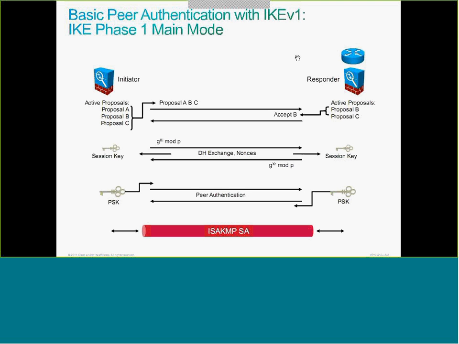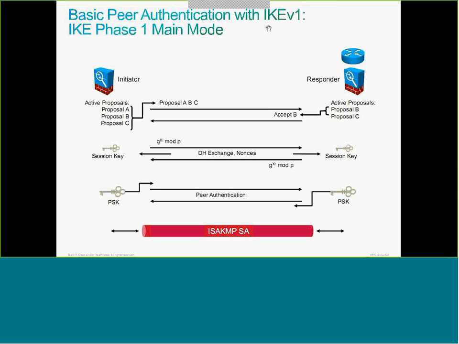So let's take a look at the peer authentication with regards to IKE version 1. As you can see, the peer authentication happens as part of phase 1. One of the main things you need to understand is that the phase 1, phase 2 that I'm mentioning here is only with regards to IKE version 1, because in IKE version 2, the concept of negotiation changes completely, which we'll discuss when we get to IKE version 2.